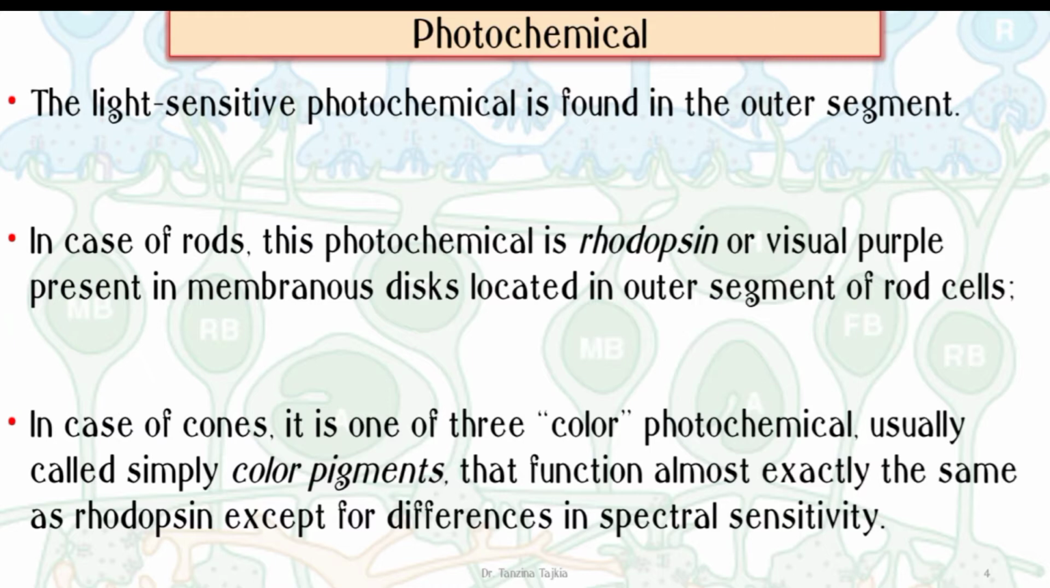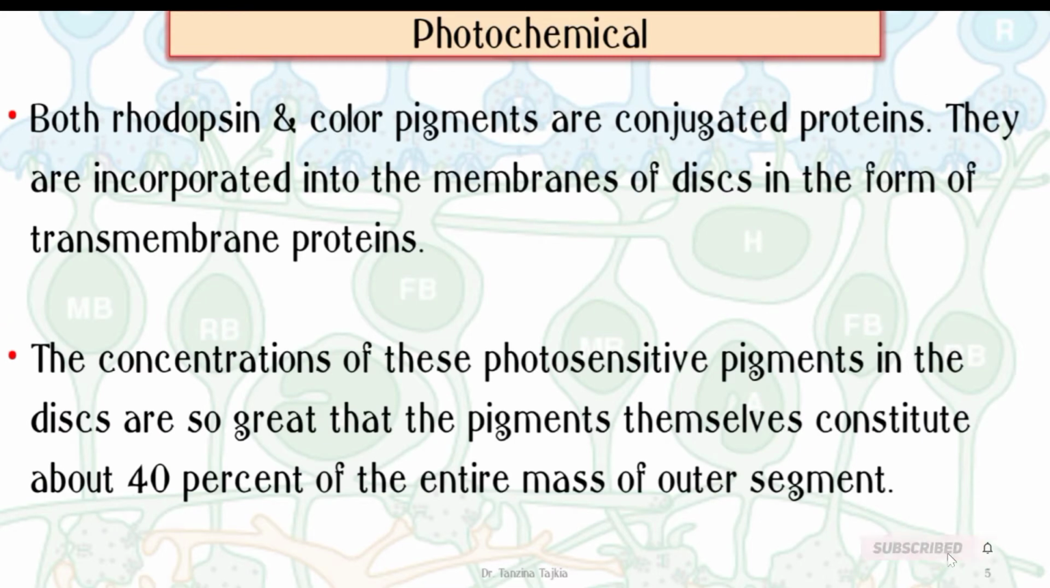In the case of cone, it is one of three color photochemicals, usually called simply color pigments, which function almost exactly the same as rhodopsin, except the difference is spectral sensitivity. Both rhodopsin and color pigments are conjugated proteins. They are incorporated into the membranes of discs in the form of transmembrane proteins. The concentration of this photosensitive pigment in the discs is so great that the pigments themselves constitute about 40% of the entire mass of the outer segment.